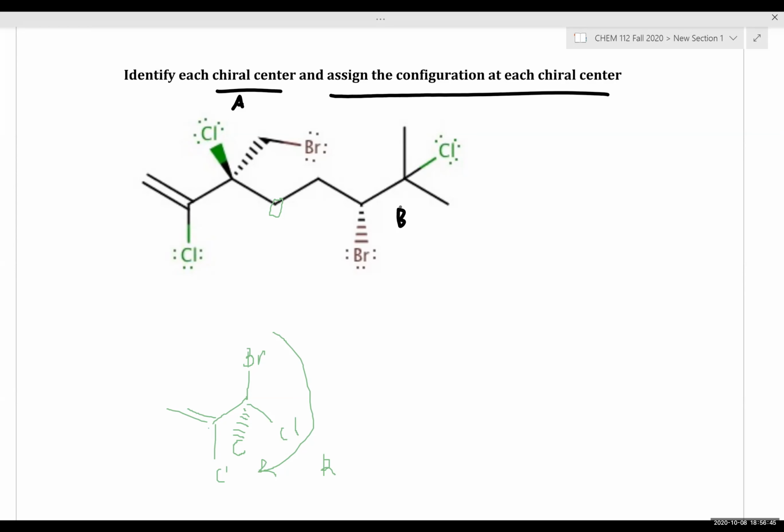Okay. So we've rotated this molecule. So the lowest priority group was in the back. Okay. And we've assigned stereocenter B as the R configuration. Okay. So let's keep working through this example. Don't be shy to contribute your own stereochemistry assignments in the chat as we work through this example.